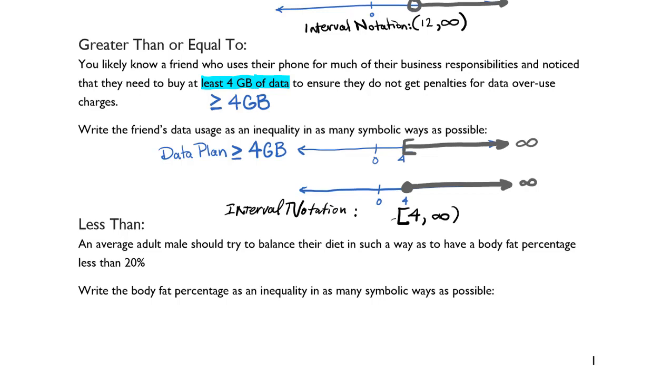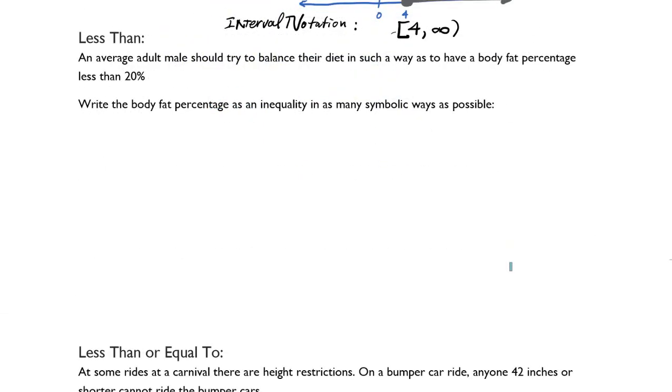Now let's look at less than. So in a less than scenario, here's kind of a general average for if you're trying to look for a healthy fat percentage. An average adult male should try to balance their diet in such a way as to have a body fat percentage less than 20%. Write the body fat percentage as an inequality in as many symbolic ways as possible.